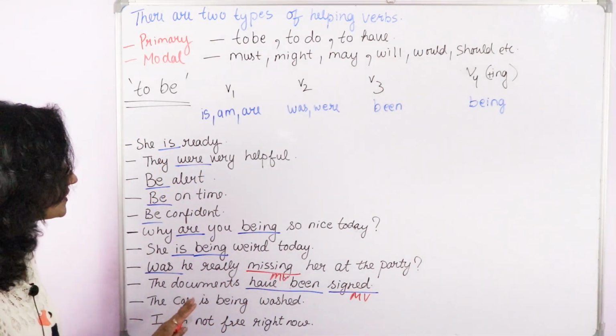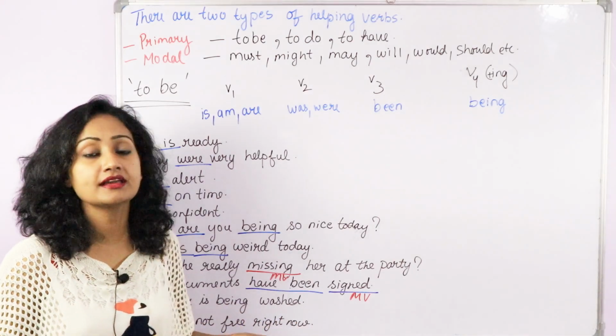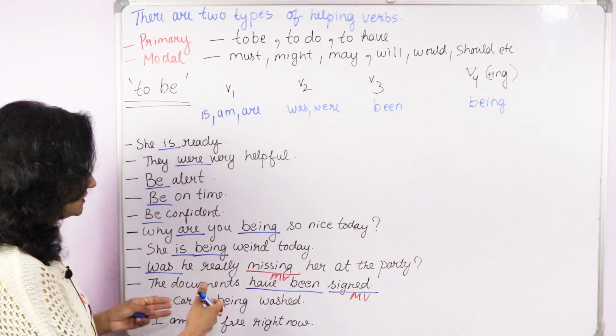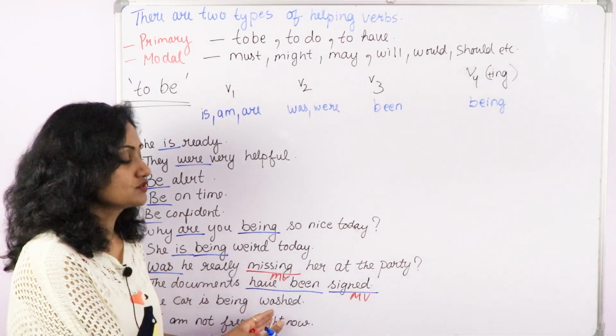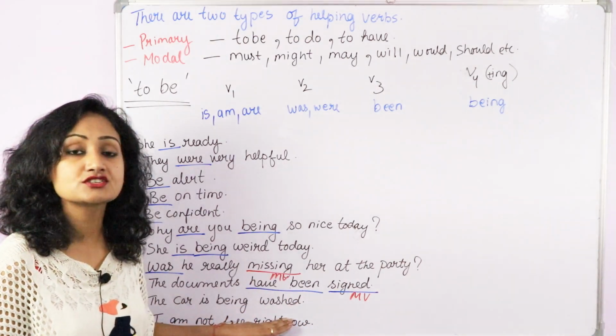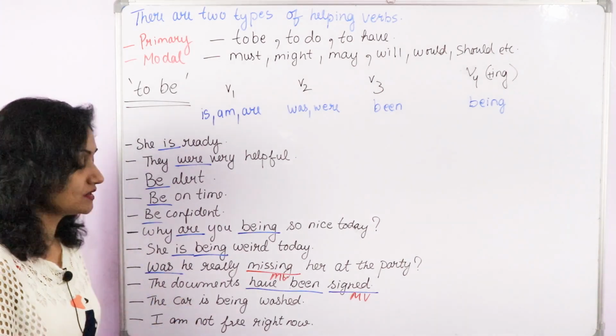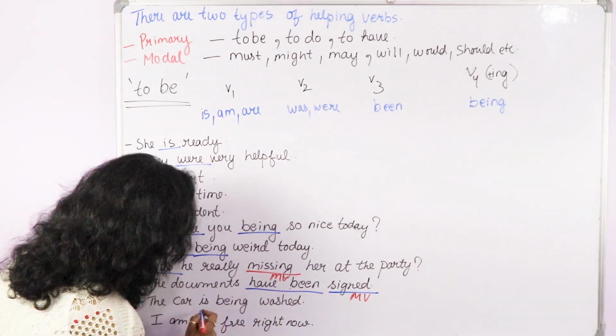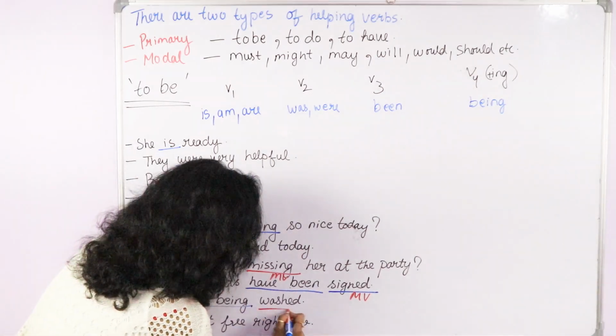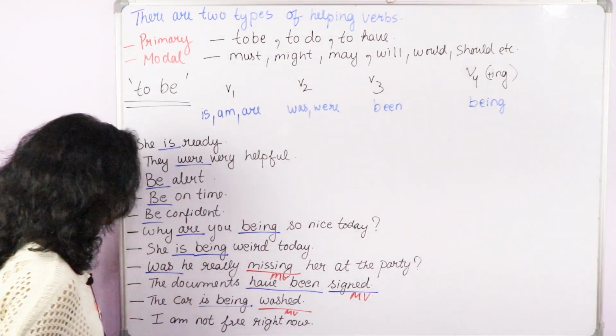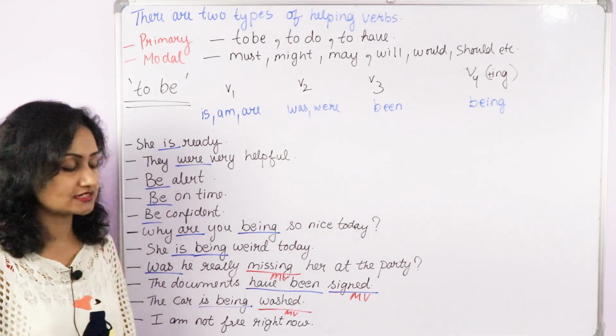Next is the car is being washed. Again, it shows that the car is being washed. So this action, the action of washing, is going on right now. The car is being washed. So is being is a helping verb and washed is the main verb. So again, this is a passive sentence.